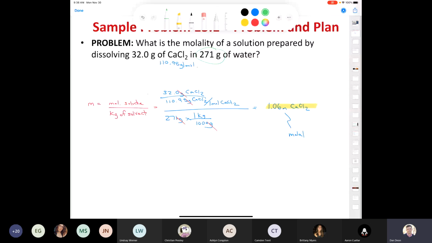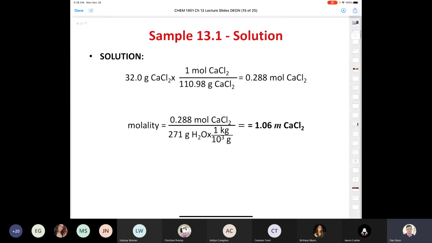So what you really need to memorize is this equation right here. We'll put that in here: memorize the equation for determining molality of a solution. All right, well, let's look at some more problems. So this is the solution put forth by the author of the textbook.